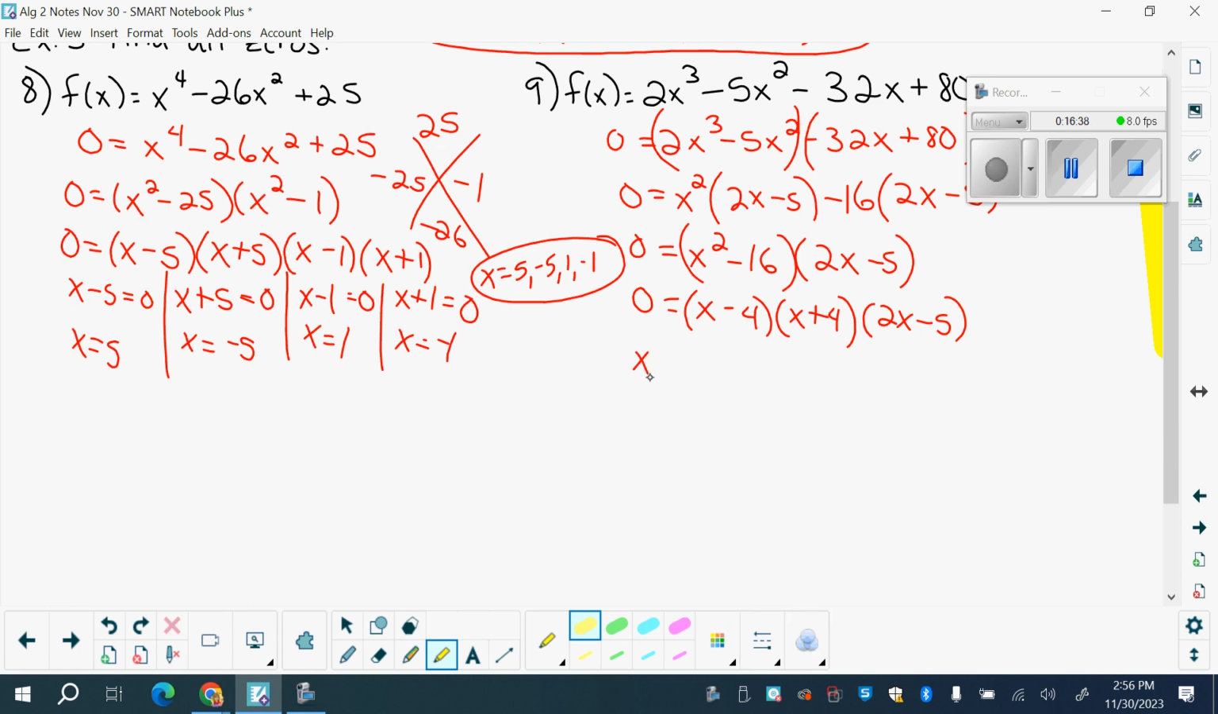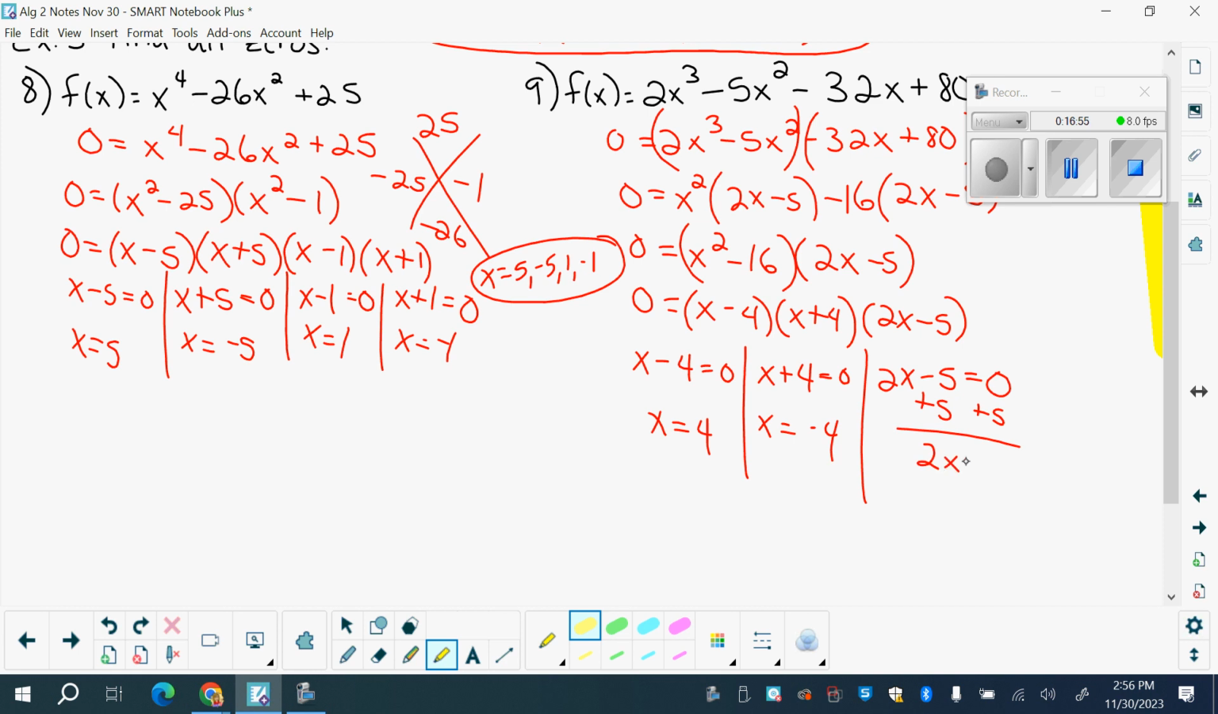And then we use our zero product property. And we get x is 4, negative 4, and 5 over 2. How many roots or zeros? 3. What's my degree? 3. So they'll always match. If it doesn't match, you've done something wrong.